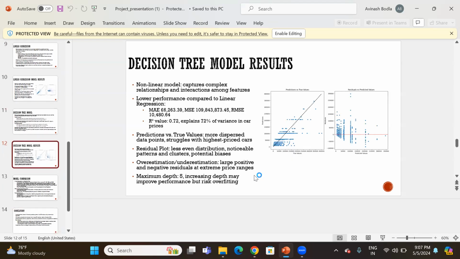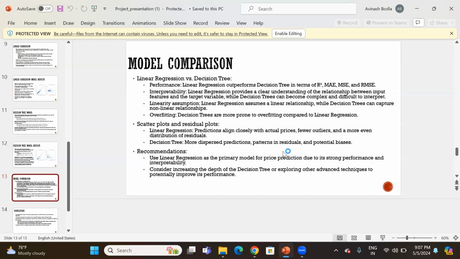These are the results of the decision tree. It is non-linear, and captures complex interactions among the features, but has lower performance compared to linear regression. The R-squared value is 0.72. The model comparison: linear regression with the decision tree. The performance of linear regression is better when compared on the R-squared value, MAE, MSE, and RMSE. Decision trees are more prone to overfitting when compared to linear regression.